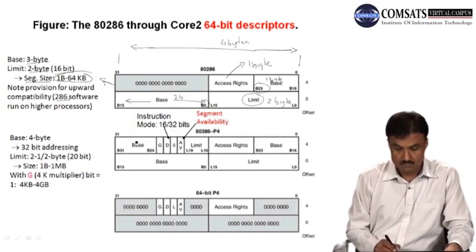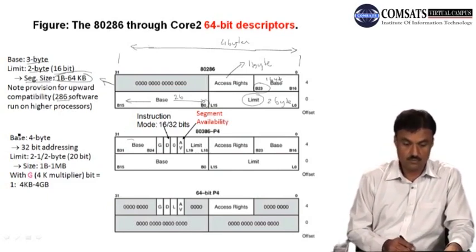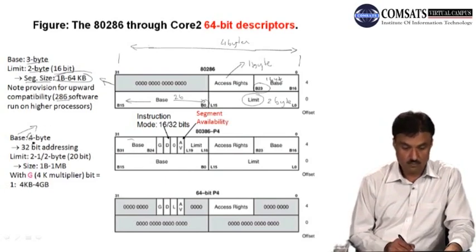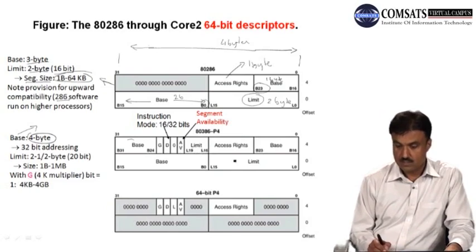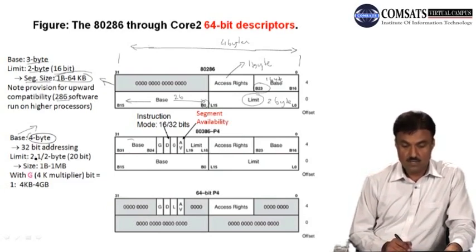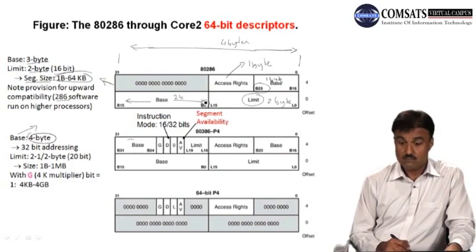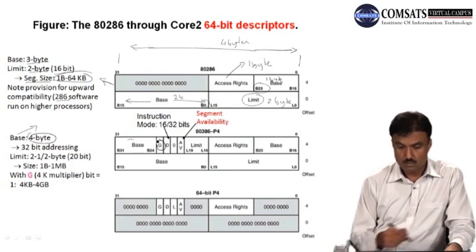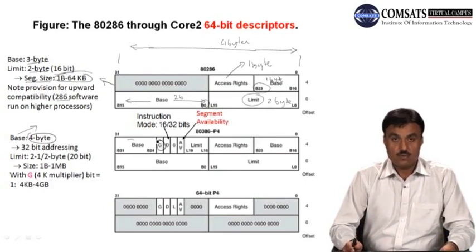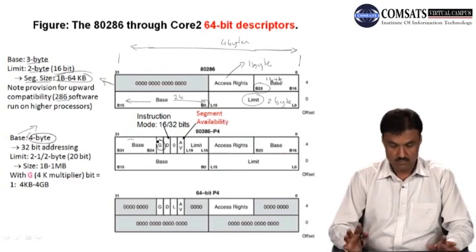How are they compatible? The base for the 80386 and P4, how many bytes is it? 1 byte is here, 1 byte is here, and 2 bytes here, so the base is 4 bytes here, and the limit is 2.5 bytes, so it's about 20 bits. With a 20-bit limit, a segment can be located with a size between 1 byte and 1 megabyte. But there's one additional bit called the G bit. We will discuss what the G bit is. If that bit is high, then it can locate up to 4 gigabytes. How that works we will discuss in the next slide.